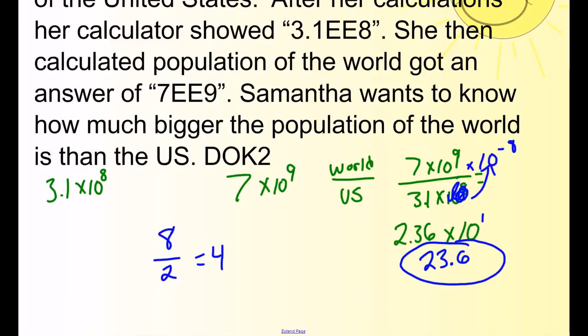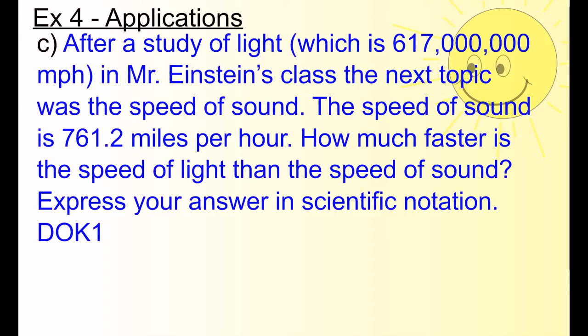Now, I have 2 more of these problems for you to try. The first one says, after a study of light, which is 617 million miles per hour, in Mr. Einstein's class, the next topic was the speed of sound.